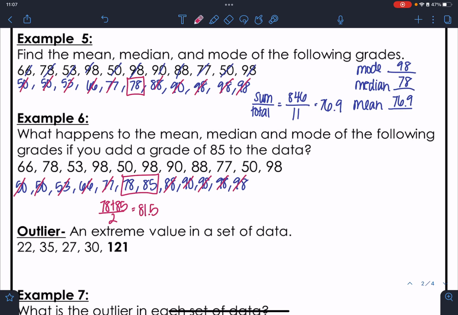So what happened? My median was 78 originally. Now I'm up to 81.5. What happened there? It went up. That is because the number that I added to my list, 85, was higher than my median originally. So if you're going to add a number that's higher than your median, it's going to pull the median up, okay?